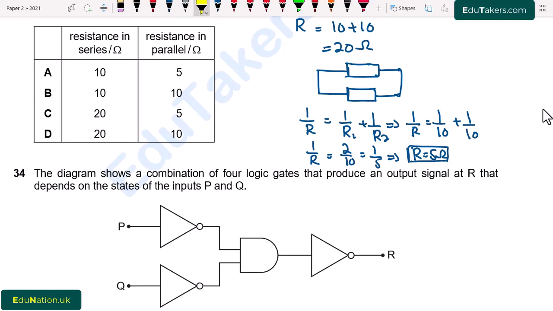So here the MCQs are resistances in series and resistances in parallel. First of all, when these are in series, 10 and 5 is not correct. 10 and 10 is also incorrect. 20 and 5: 20 is when both of these are in series, and in parallel, it is 5. So this option is correct, which is C.